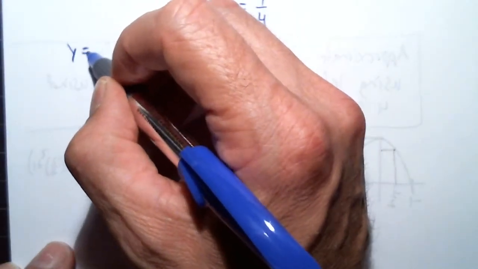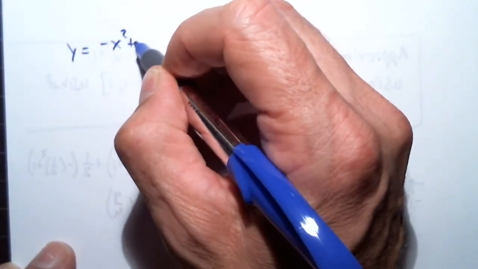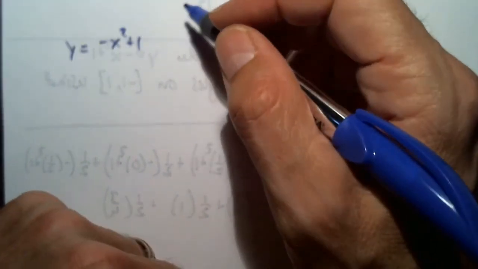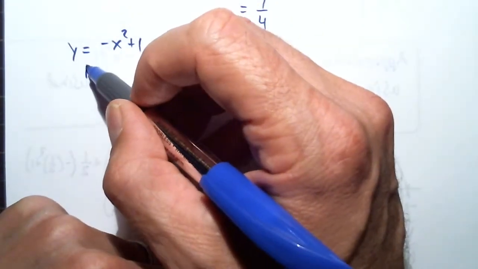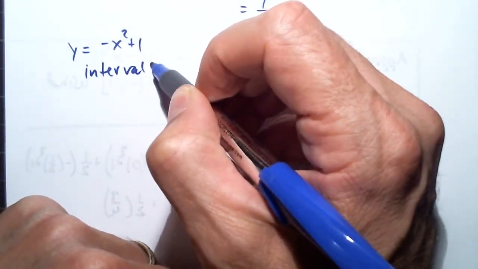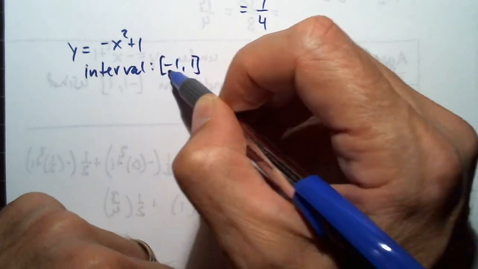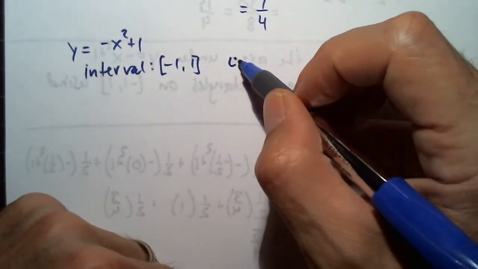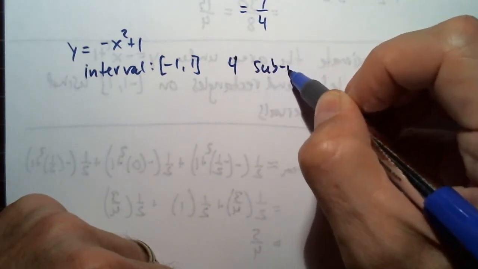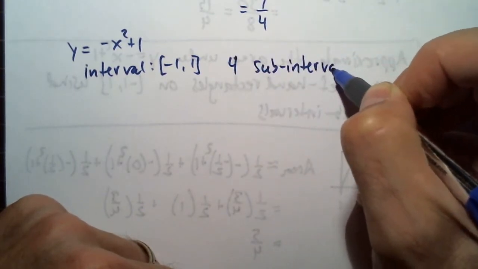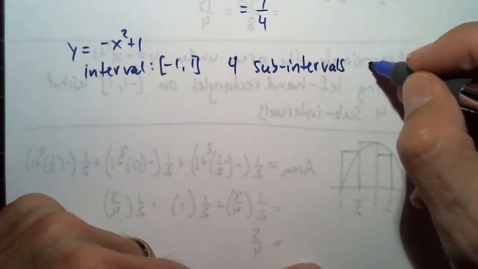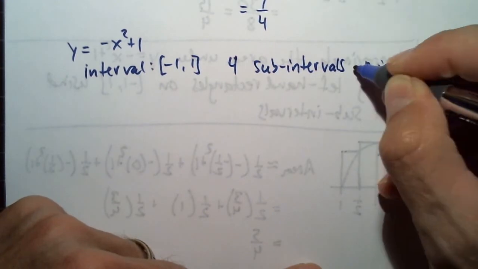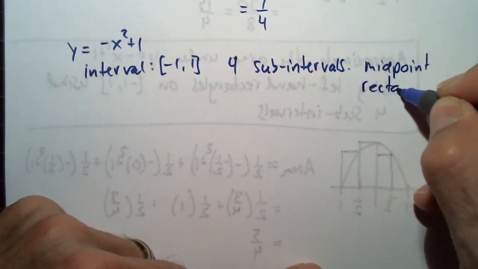Okay, let's approximate the area under this. And we're going to have the interval -1 to 1. Let's have 4 subintervals. And now we're going to use midpoint rectangles.